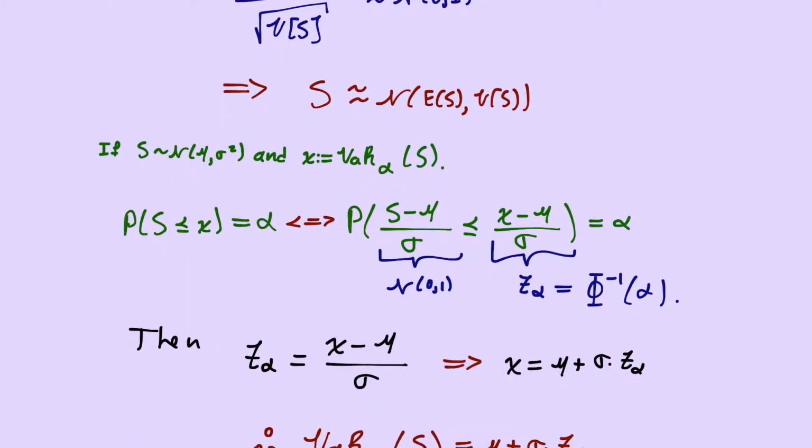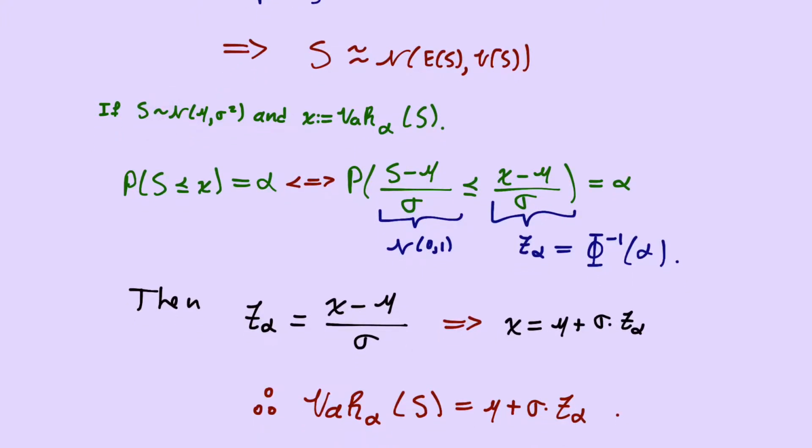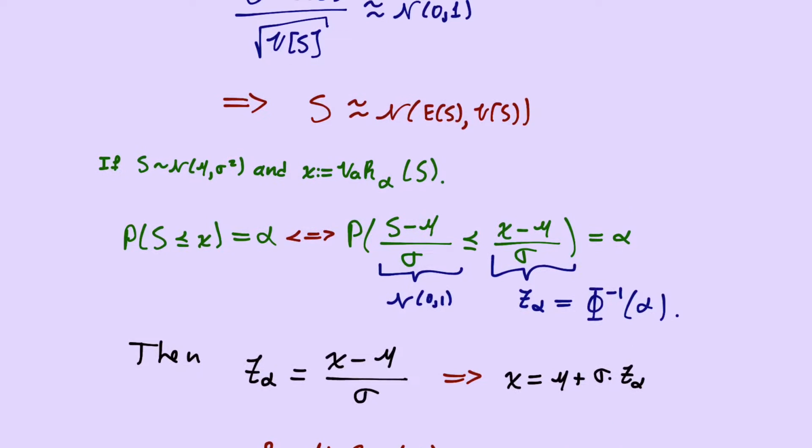And in this case, if we have a random variable S, this is not a continuation, just a recall, for example. If we have a normal random variable S with mean mu and variance sigma squared, and we define x as the value at risk at level alpha of S, this would mean that the probability of S being less than or equal to little x has to be equal to alpha, by definition of value at risk.